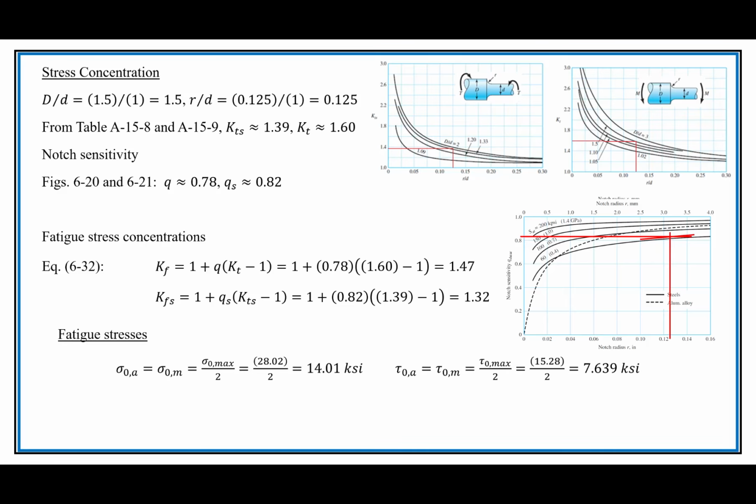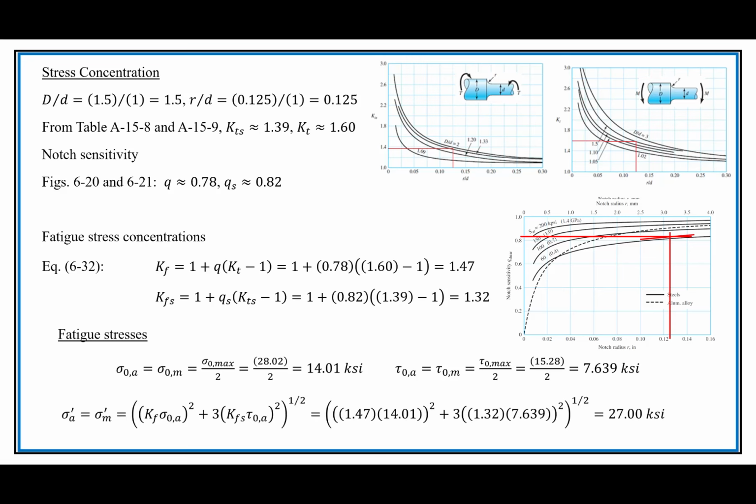Okay, so with these, I'm thinking this is just a reminder. Now we plug them into the equations with the stress concentrations in there, and I end up getting 27 KSI with 2 decimal places of zeros. That's just a coincidence. KSI for these stress loads.